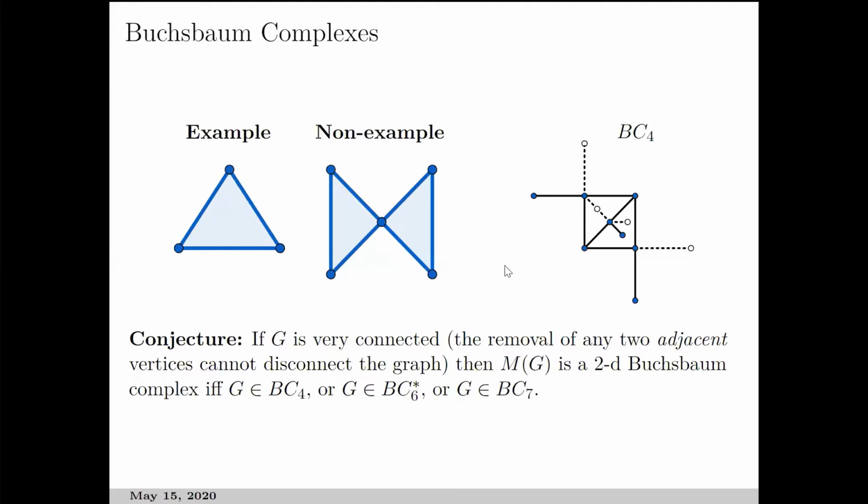Particularly, we've been finding success with attempting to construct all graphs whose matching complex is a 2D Buxbaum complex. One such family of graphs is BC4 at right. So we're on our way to proving our conjecture at the bottom.